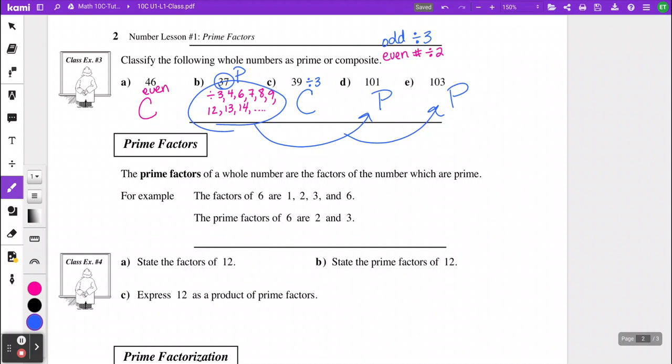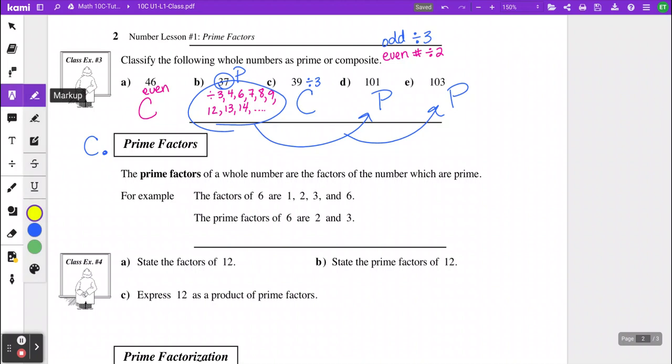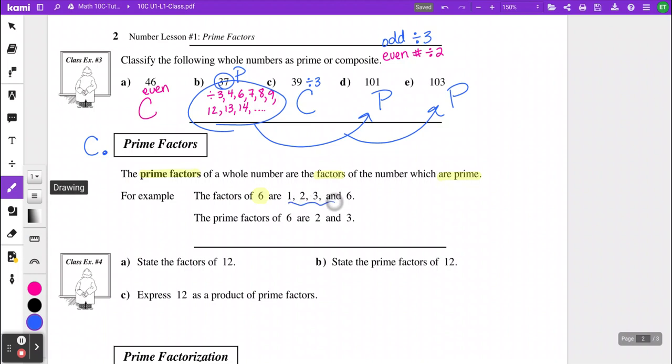Now we're going to talk about prime factors. That's our section C here. Prime factors of a whole number are the factors of it which are the prime ones only. If I take the example we started with, the number 6, we listed 4 different factors. Of that factor list, we are only choosing the prime ones. The prime ones are 2 and 3.